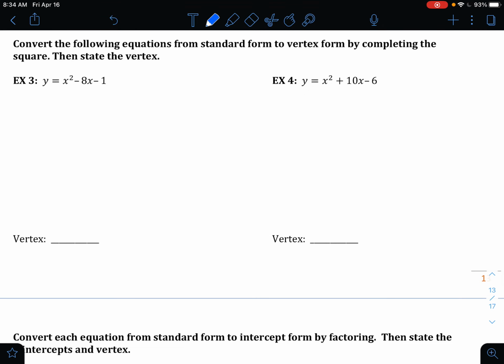Okay, 3 and 4. Convert the following equations from standard form to vertex form by completing the square. I want you to do both of these. This is a good review from the prior lesson. So pause the video here and try 3 and 4.